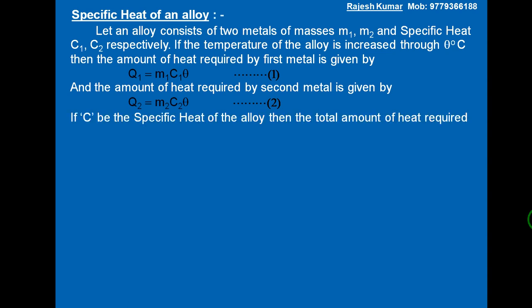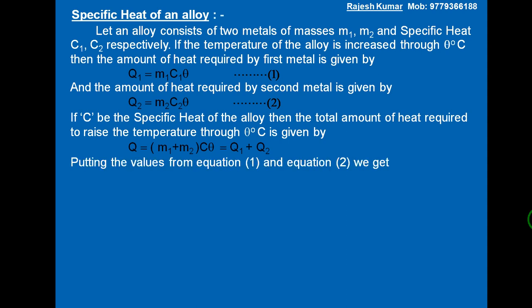If c be the specific heat of the alloy, then the total amount of heat required to raise the temperature through theta degree C is given by Q is equal to (m1 plus m2), total mass of the alloy, into c into theta, and it is equal to Q1 plus Q2. Putting the values from equation 1 and equation 2, we get (m1 plus m2) into c into theta is equal to m1 into c1 into theta plus m2 into c2 into theta. Therefore, (m1 plus m2) within the bracket into c into theta is equal to (m1 c1 plus m2 c2) within the bracket into theta.